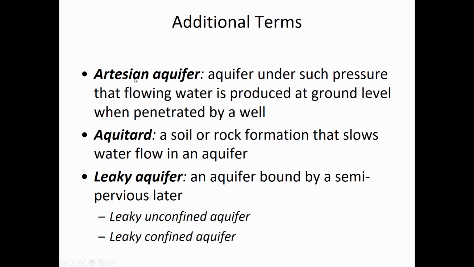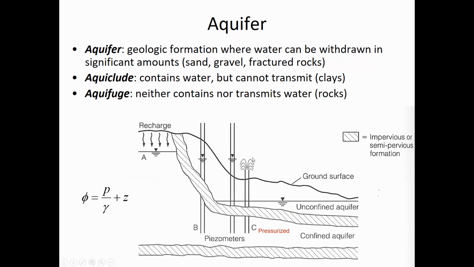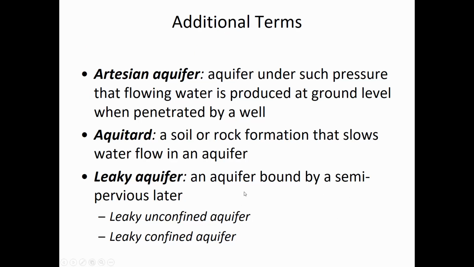So the artesian aquifer is what's shown here, where there's enough pressure in a confined layer that the water level would rise greater than the surface, and so it flows out freely. An aquitard is another name that we give to a rock or a clay formation that limits the movement of water, and so an aquitard could be a confining layer, or if it's vertically oriented, it could just slow down the movement through the aquifer.